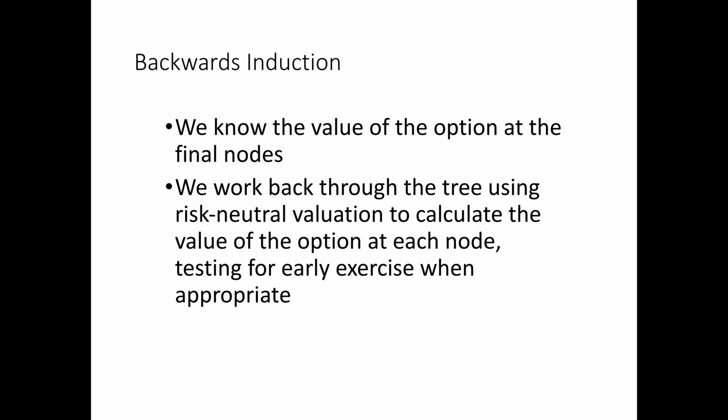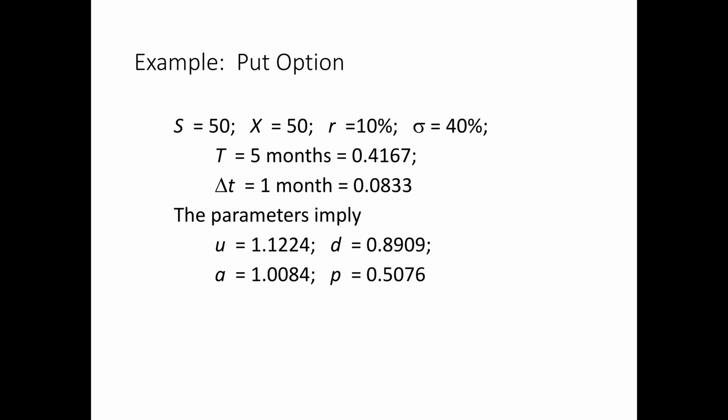We know the option value at the final node. You work backwards through the tree using risk-neutral valuation and the risk-free rate to calculate the value of the option at each interim node. If it's an American option, you also test for early exercise value, to check to see which one is higher, always choosing the higher value. Then you'll calculate. Here's an example.